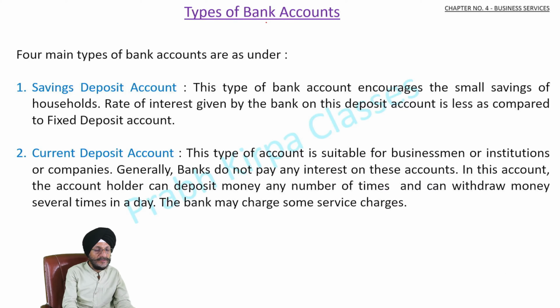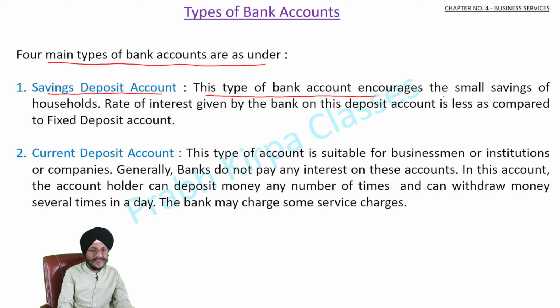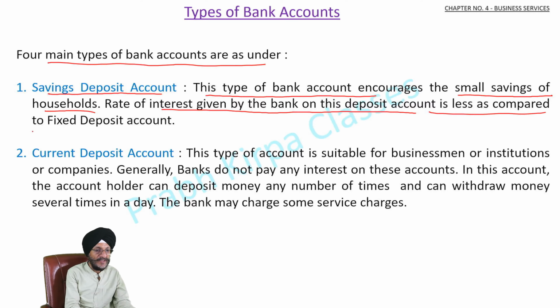Now, next topic is types of bank accounts. Four main types of bank accounts are: First is the saving deposit account. This type of bank account encourages the small savings of the households. The rate of interest given by the bank on this type of account is very less as compared to the fixed deposit account.